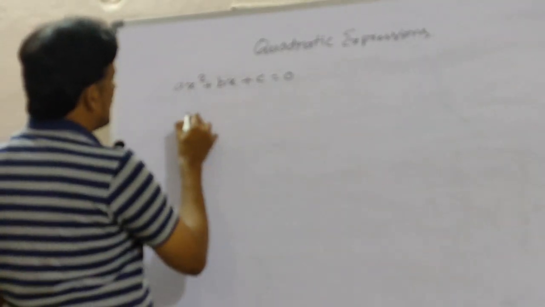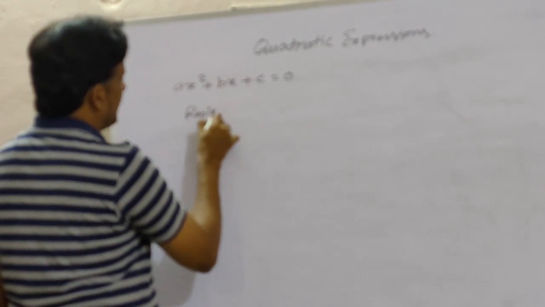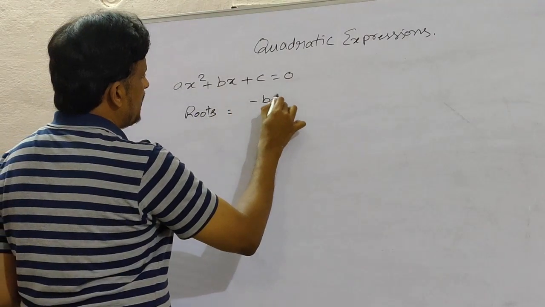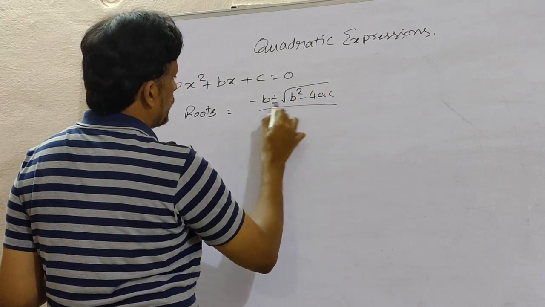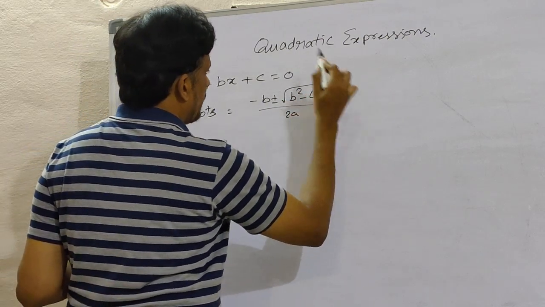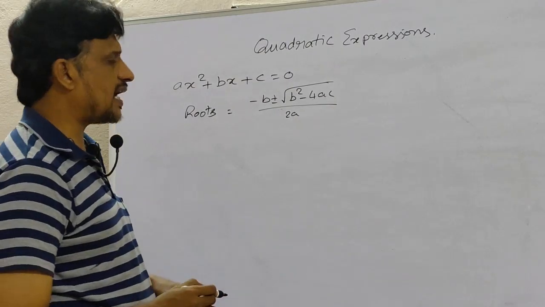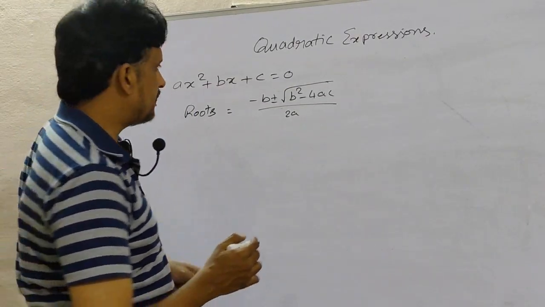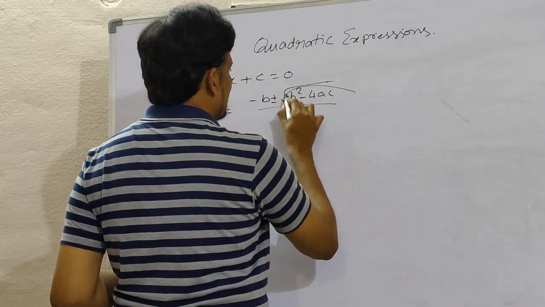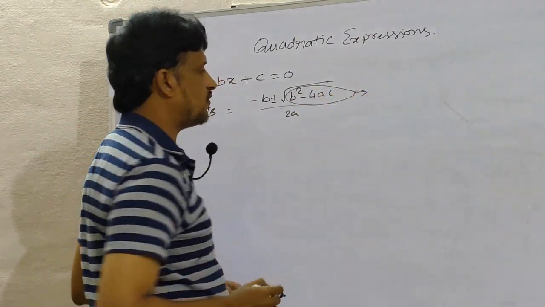That means here the roots are given by, just observe this carefully, roots are given by minus b plus or minus square root of b square minus 4ac, whole by 2a. This gives the two roots. By taking plus and minus, you are getting alpha and beta. So the whole result, the required result, depends on the term b square minus 4ac.